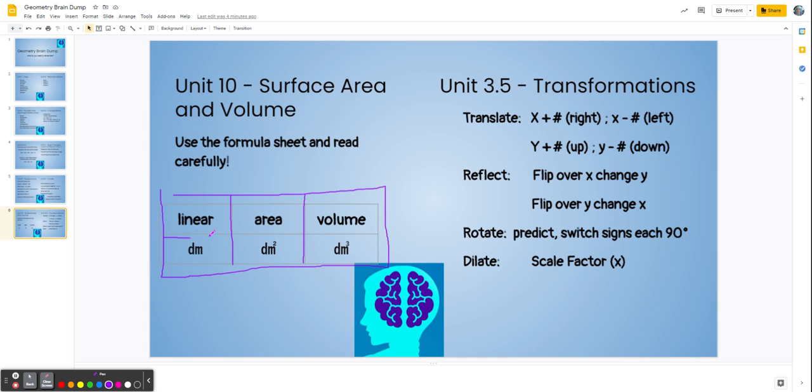So linear, area, and volume. And this dm means dimension. So whatever your number is, for linear things, radius, circumference, diameter, you have a power of 1. For area, you have a power of 2. Everything area is squared. And then for volume, you have a power of 3. It's a dm for dimension.